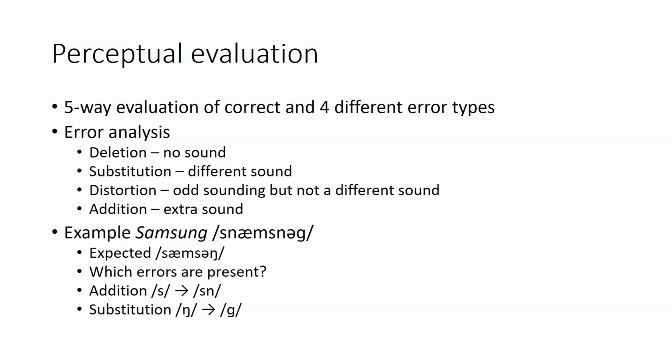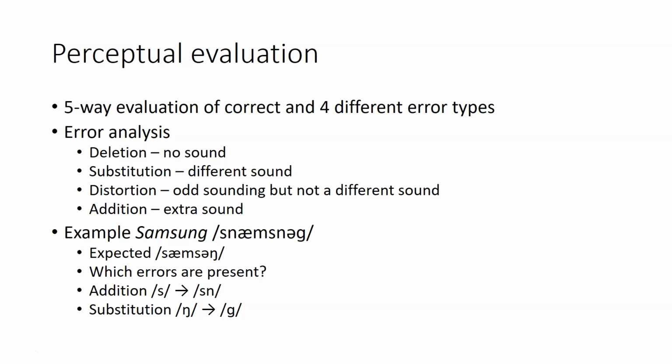A five-way evaluation has something as being correct or containing one of four different sound error types. There could be a deletion, where a sound isn't produced that should have been. There could be a substitution, where a different sound is produced than the one that's expected. There could be a distortion, where the production sounds odd in some way, but it doesn't sound like some other sound. Or there could be an addition, where you produce an extra sound.